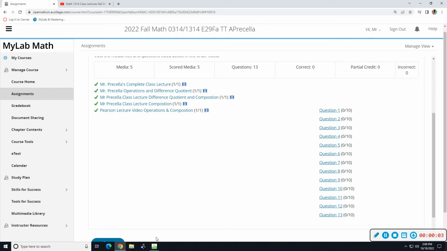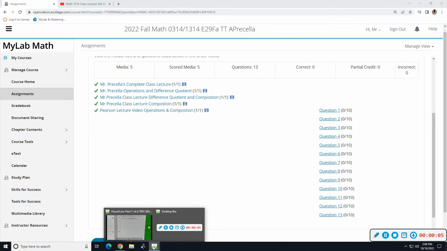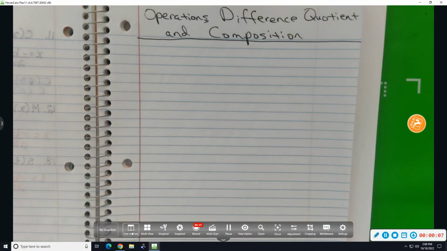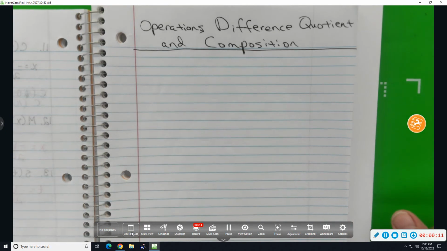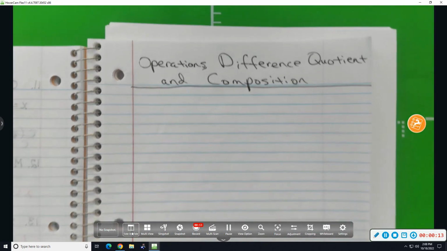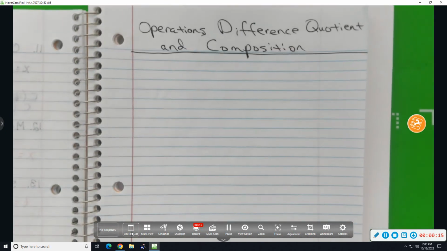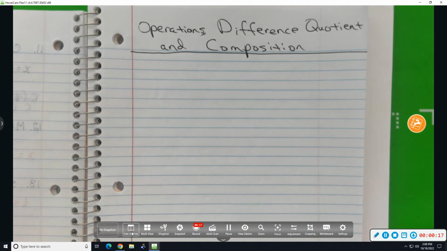Okay, good afternoon. Today we'll be looking at operations on functions: sum, difference, product, quotient, and composition of functions. By operations on functions, I mean the traditional real number operations of addition, subtraction, multiplication, and division.